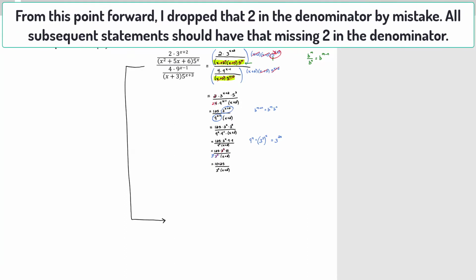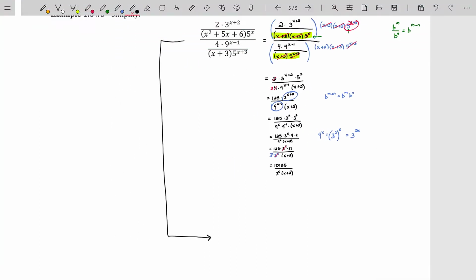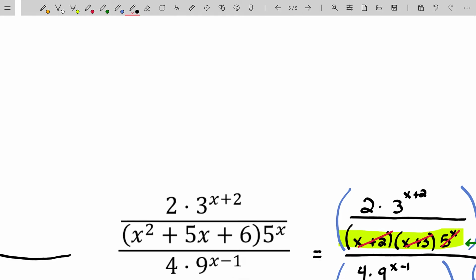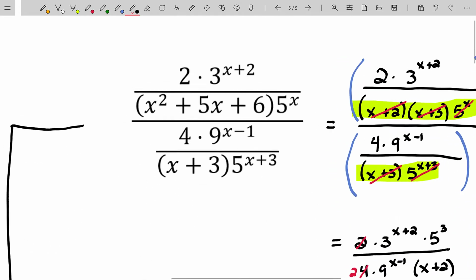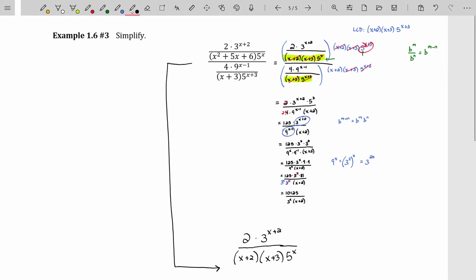So a better technique for this is to recognize what a division really truly is. Remember, you were handed 2 times 3 to the x plus 2 power divided by, and then I factor that out, right? So x plus 2 times x plus 3 times 5 to the x, that's the numerator of this original fraction. And that is being divided by, so I'm going to say divided by here. Old school arithmetic symbol, right? It's being divided by 4 times 9 raised to the x minus 1 all over x plus 3 times 5 raised to the x plus 3.